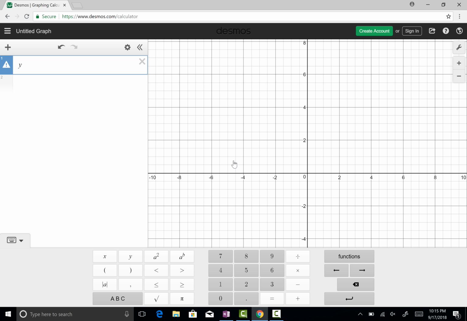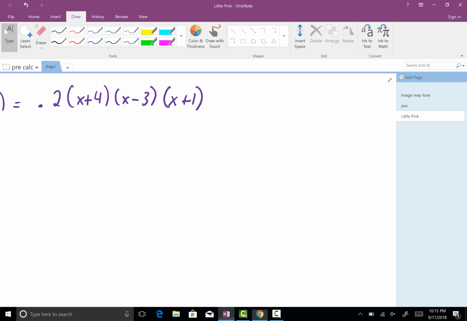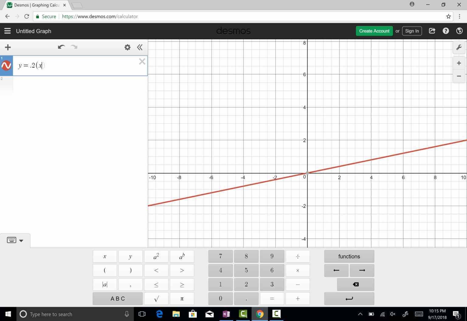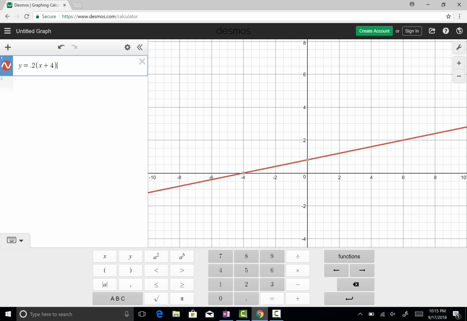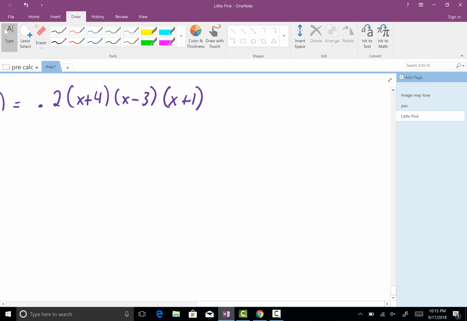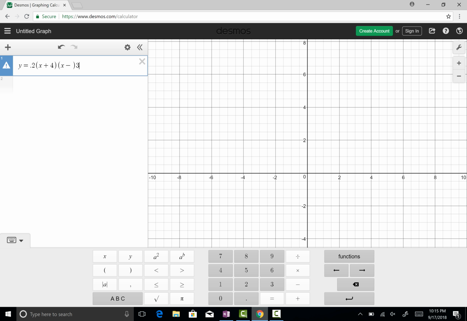y equals, let's see what I got, 0.2 I think it was. Yeah. Parentheses x plus 4, parentheses, x minus 3, okay, parentheses, x minus 1 I think I had. There it is. All right.